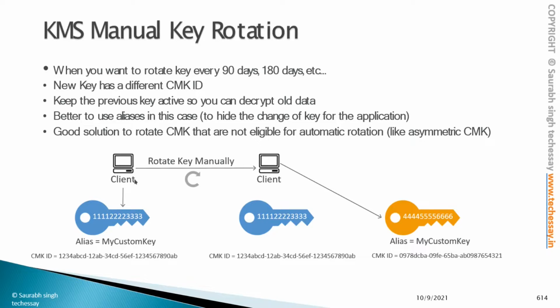Here is our client, and here is the key ID. After rotating, this key ID is changed, and this other key ID is also changed, but our alias is not changed. So when we use manual key rotation, always use an alias. Okay, so let's move further.